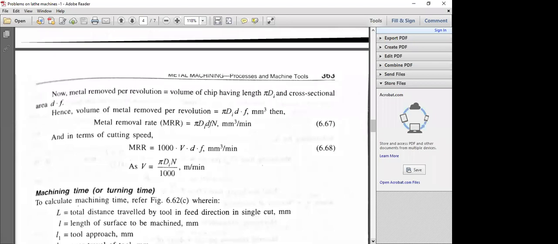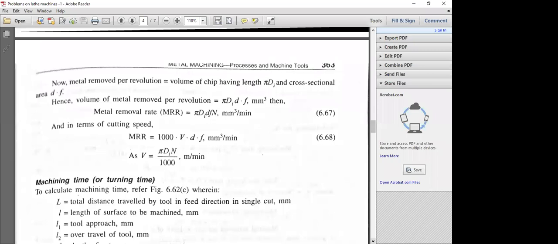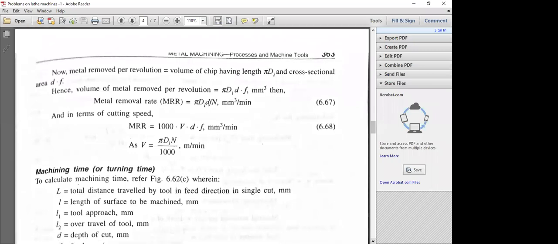Okay, so what is L? This also we discussed yesterday, and we will revise. L is the total distance traveled by the tool in the feed direction in a single cut, because you cannot remove the material.